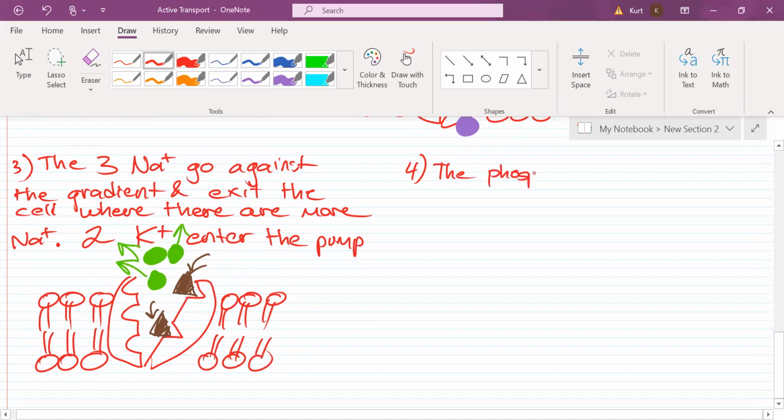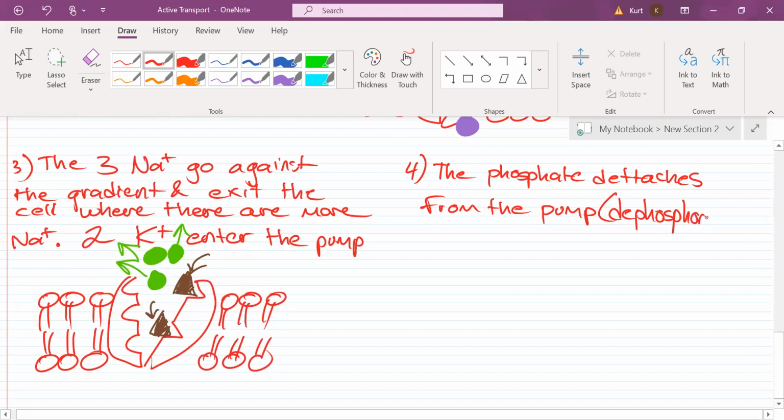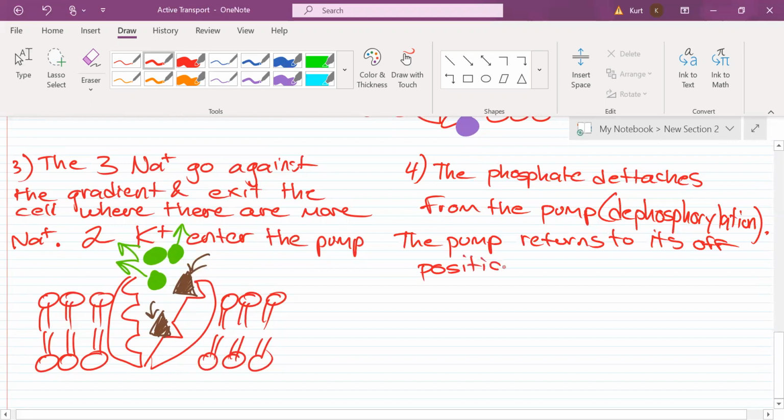The phosphate detaches from the pump. We call this dephosphorylation. Whenever you put the letters DE in front of a word, you're going to do the opposite of what the root word is. The pump returns to its off position. And I forgot to put a phosphate on part 3, so if you want to color that in real quick, there it is.